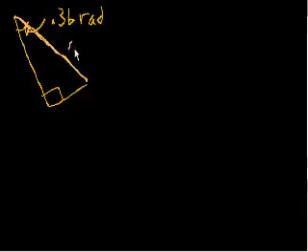Let's say that this angle up here is 0.36 radians. And this top side, let me do it in a different color, this top side in pink is square root of 73 units long. It could be inches or feet or whatever, but it's square root of 73 units long. So my question is, what is this side here?